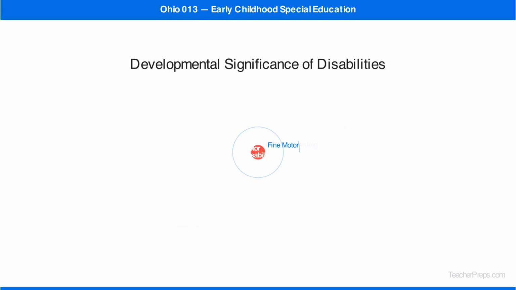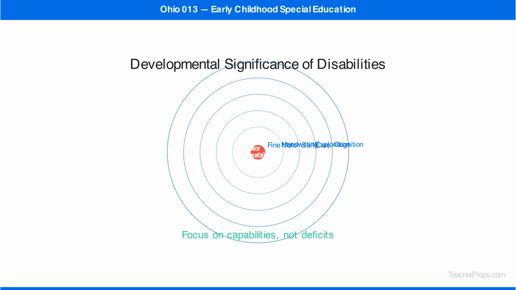Next, the developmental significance of disabilities. On test day, look for questions about how a disability in one area creates ripple effects across other developmental domains. A child with a motor disability might have delayed fine motor skills, which then affects handwriting, self-care, and even cognitive development because the child has fewer opportunities to explore objects.